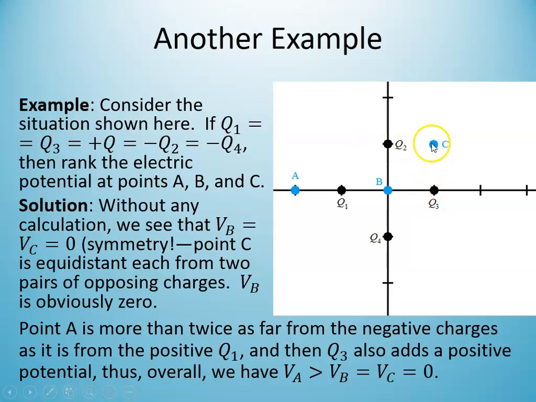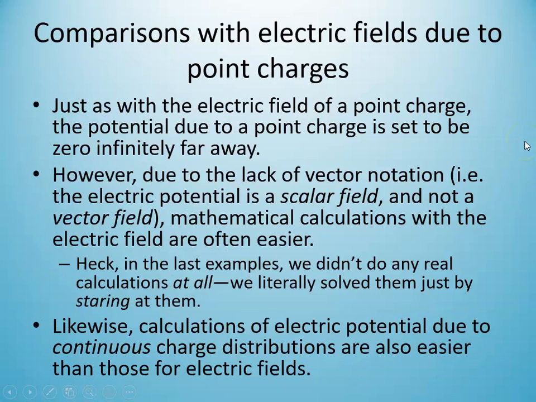In other words, all that mattered for the electric potential, say at point C, was that point C is a certain distance from charge Q2, that's one contribution. It's a certain distance from charge 3, that's another contribution. And it turns out that since those distances were the same and the charges themselves were opposites, the net contribution for the electric potential at point C due to charges 2 and 3 was 0. And same for charges 1 and 4. So this makes the mathematical calculations often a lot easier.